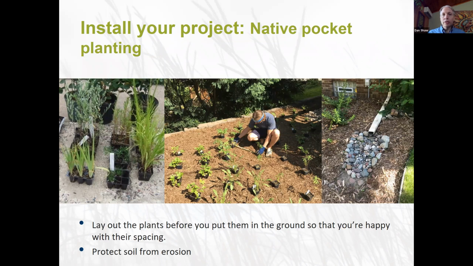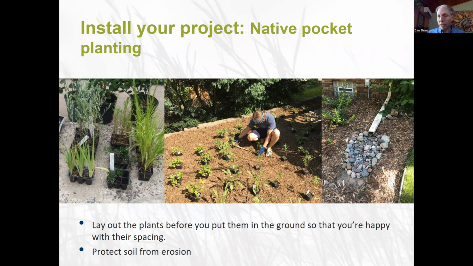With installing a native pocket planting, we discussed putting the wood chips down first, and that's what they're doing in this picture that we're seeing in the middle. They have the plants installed, they're measuring out the distance, which again would be about 1 foot to 1.5 feet of spacing for most plants.